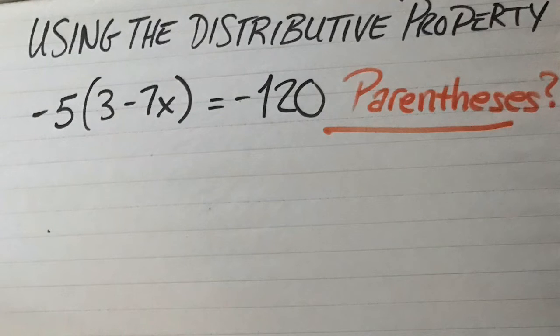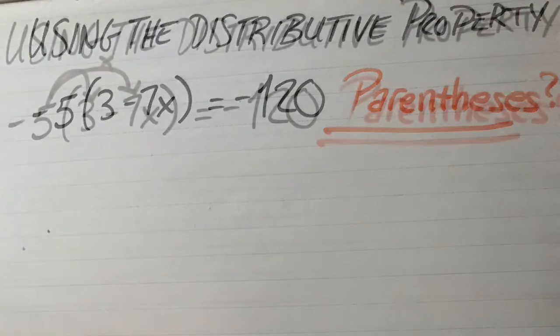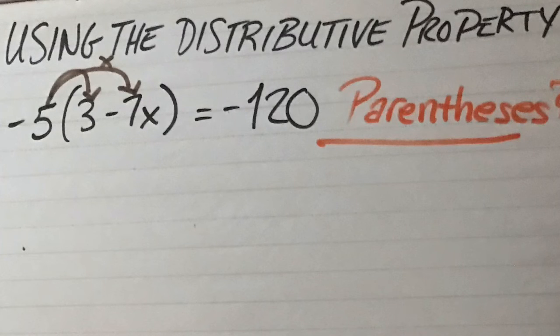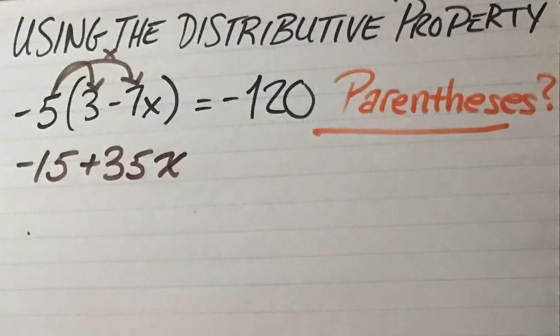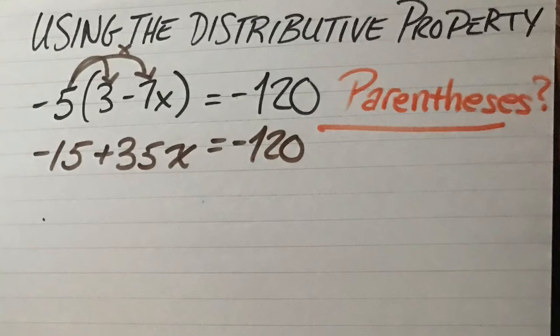Does this equation have parentheses? Yes, clearly it does. So what are we going to do? Again, multiply what's outside the parentheses by what's inside. Negative 5 times 3 is negative 15, and negative 5 times negative 7x is positive 35x.